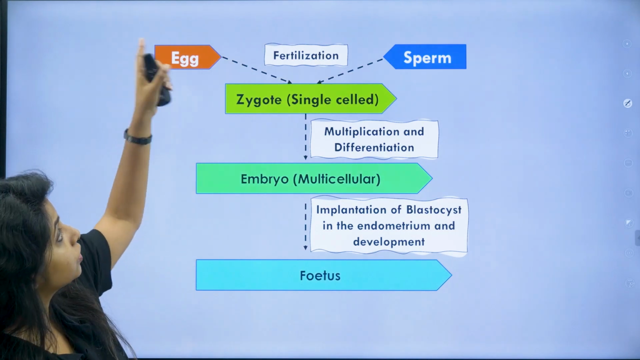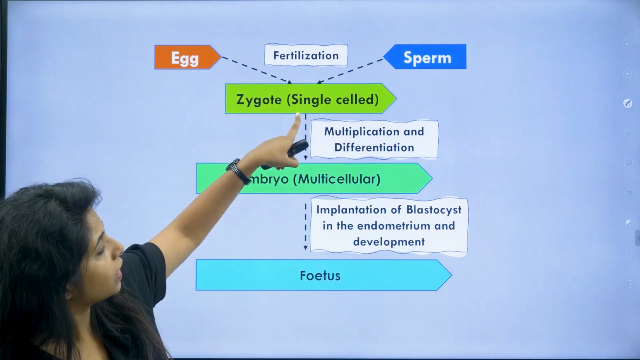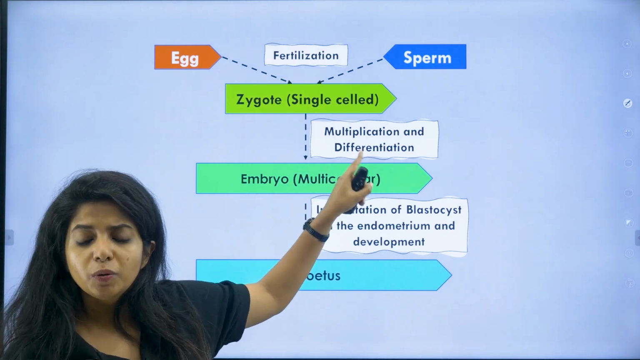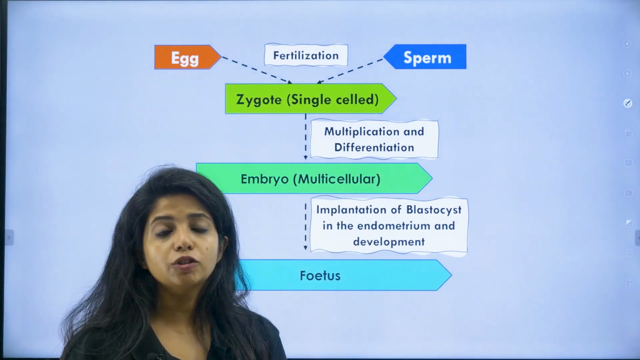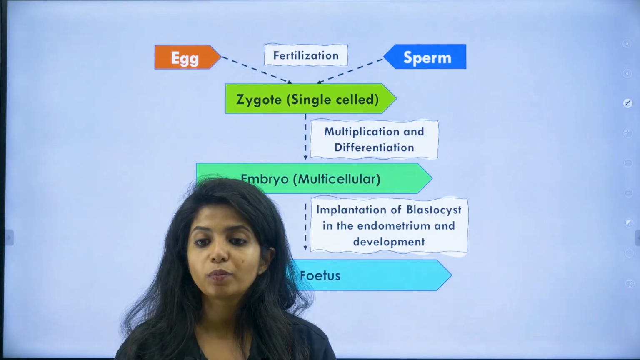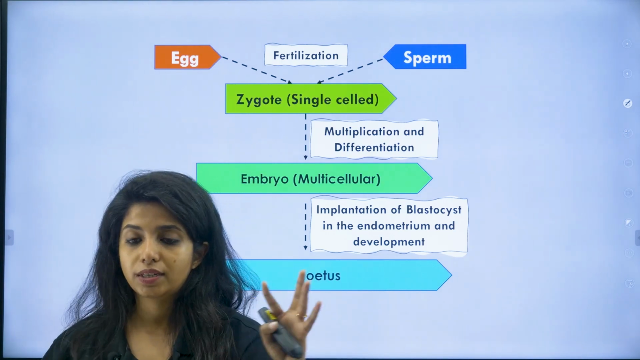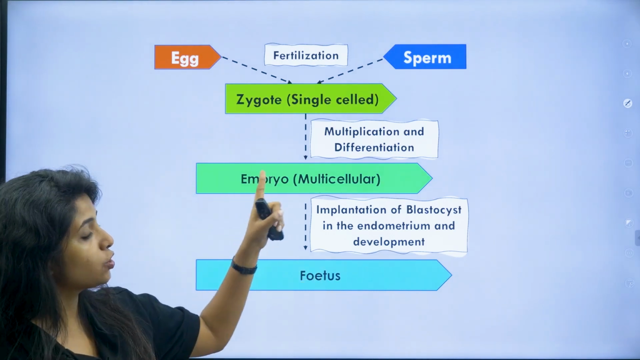Now, yes, so this is the thing: egg and sperm come together and form a zygote, which is single celled. It undergoes multiplication and differentiation. What do you mean by differentiation? That means a cell decides to become something. That is what you mean by differentiation. So the cell knows that I have to become a skin cell or a heart cell or whatever cell. Okay, now this forms an embryo which is multicellular.